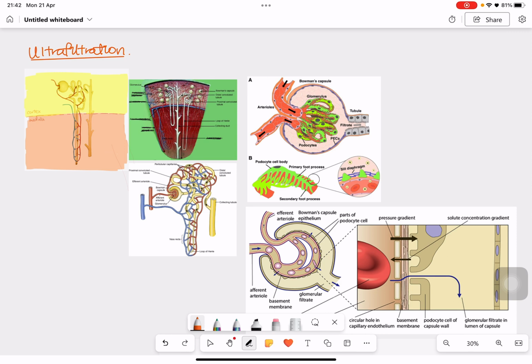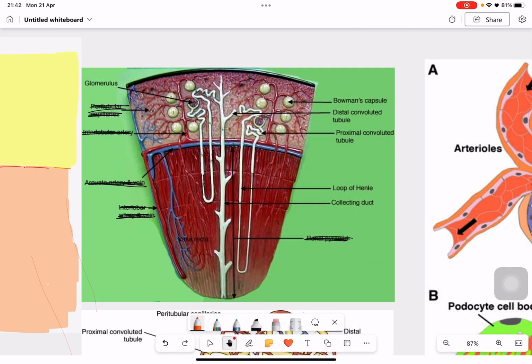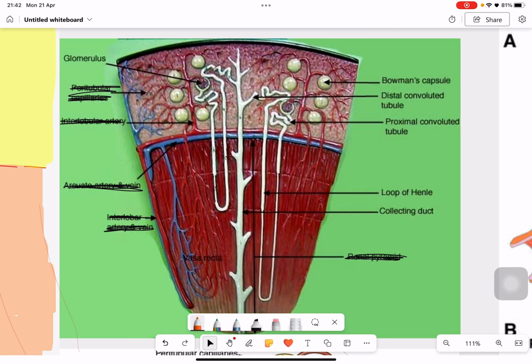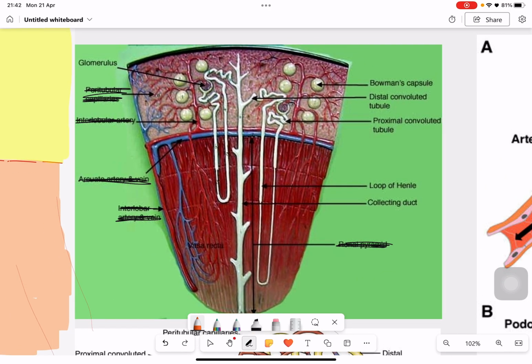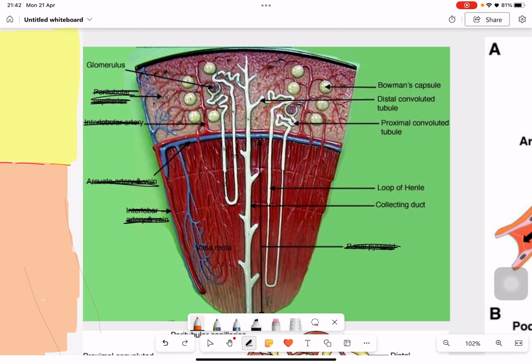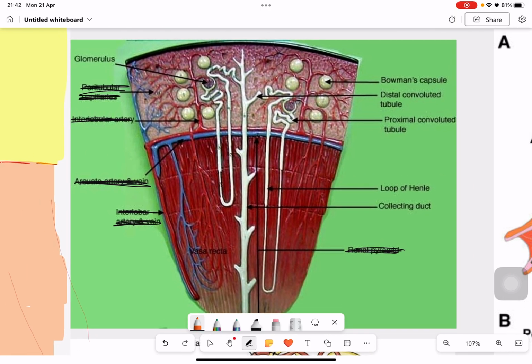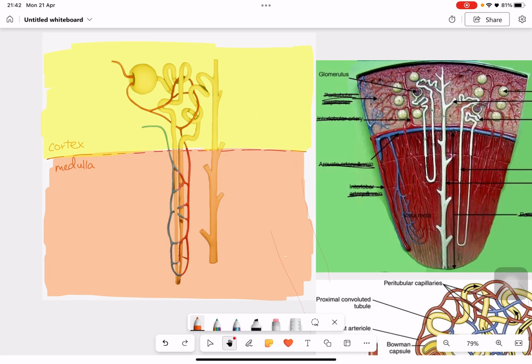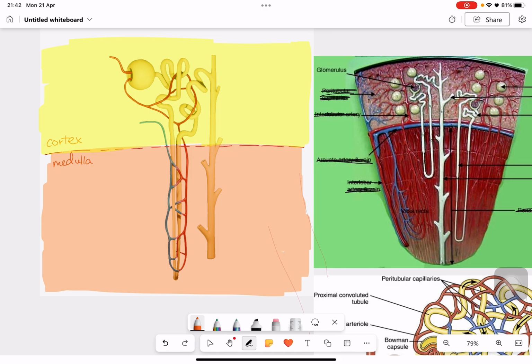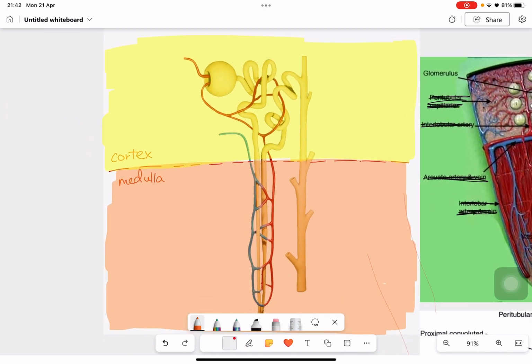If you don't know what a nephron is, it's basically a structure like this. It's like tiny functional structures inside a kidney, and it spans from the cortex to the medulla. It's like a long tube. Okay, this is how I usually think of it. This is a simplified diagram of it.